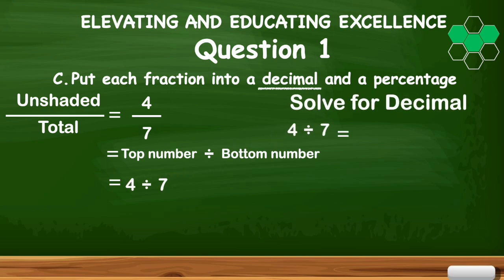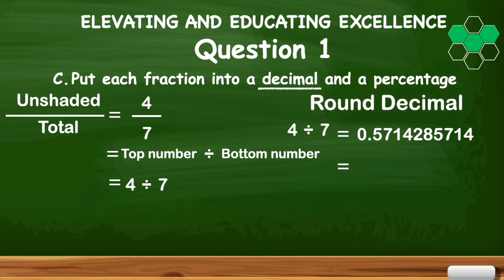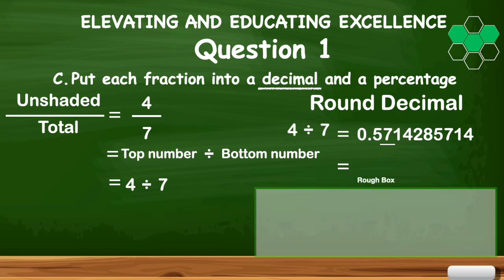So we're going to plug 4 divided into 7 into the calculator. And you should get this answer. This answer is really long, so we're going to round the decimal to 2 decimal places. So let's first underline the 7. We're going to create a rough box, and in this rough box, we're going to write 3 digits, 0.571. Let's underline the 7, label the 7 the left side, and the number beside it we're going to label it the right side.